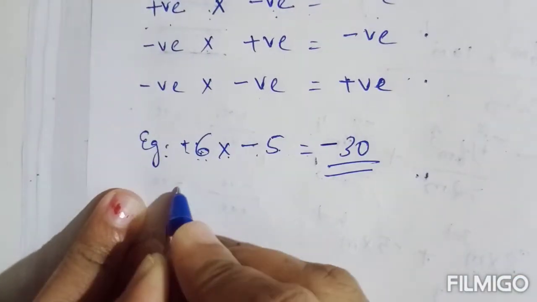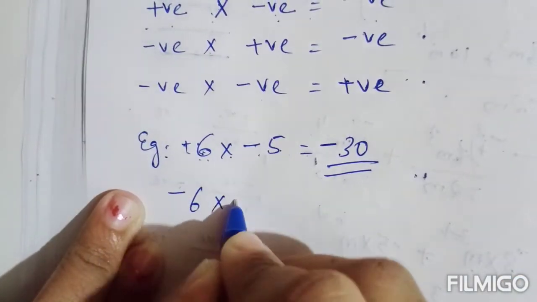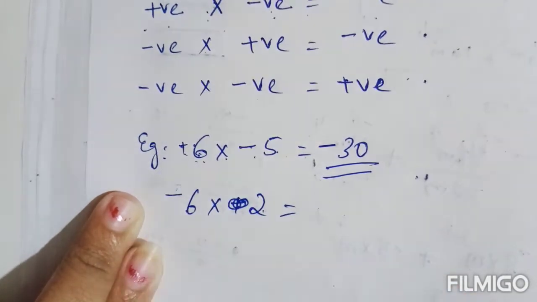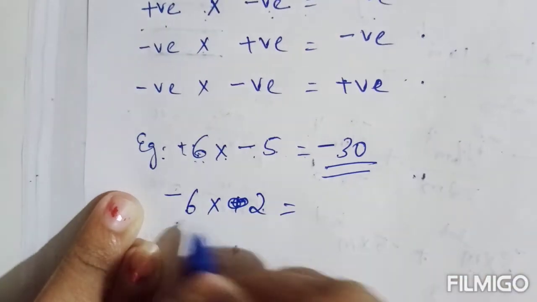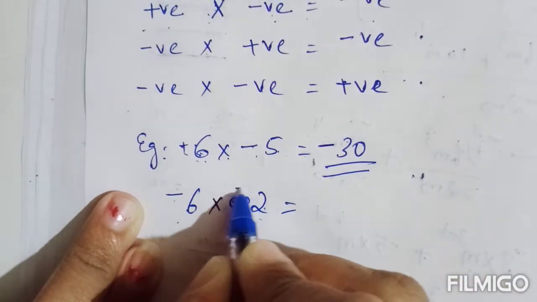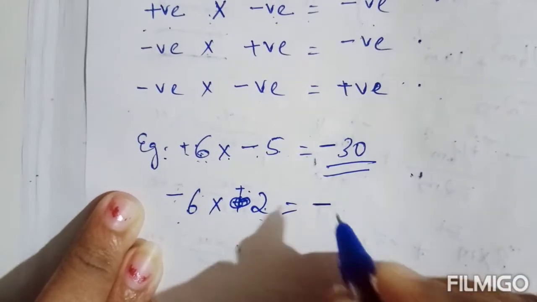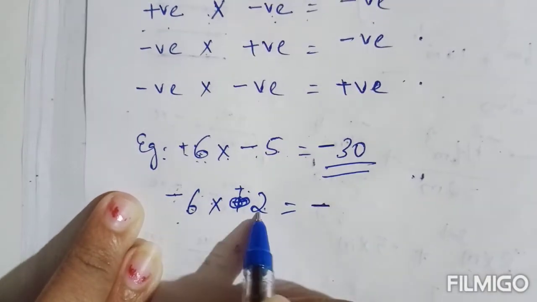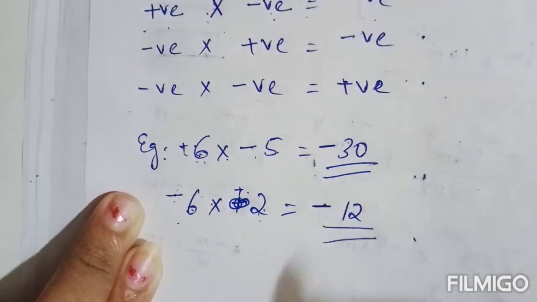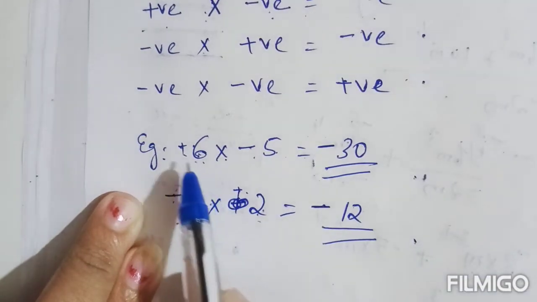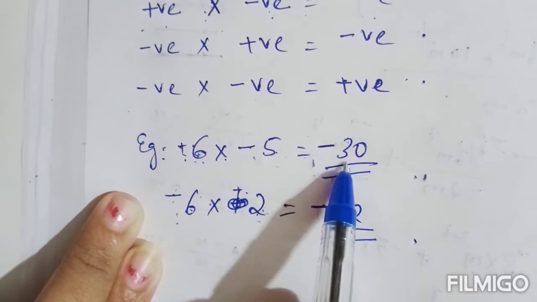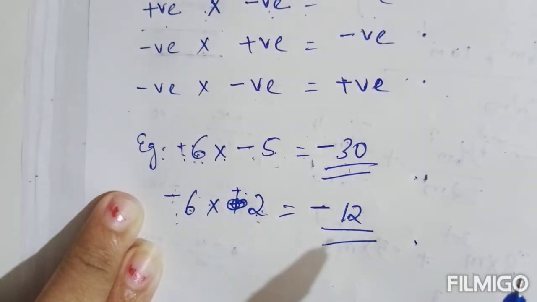Okay. Similarly, minus 6 into plus 2. Minus 6 into simply 2, that is plus 2. What you will get? Negative into positive, it is negative. 6 into 2, it is 12. So minus 12 will be the answer. So a positive number and a negative number on multiplying you will get a negative number only as answer.